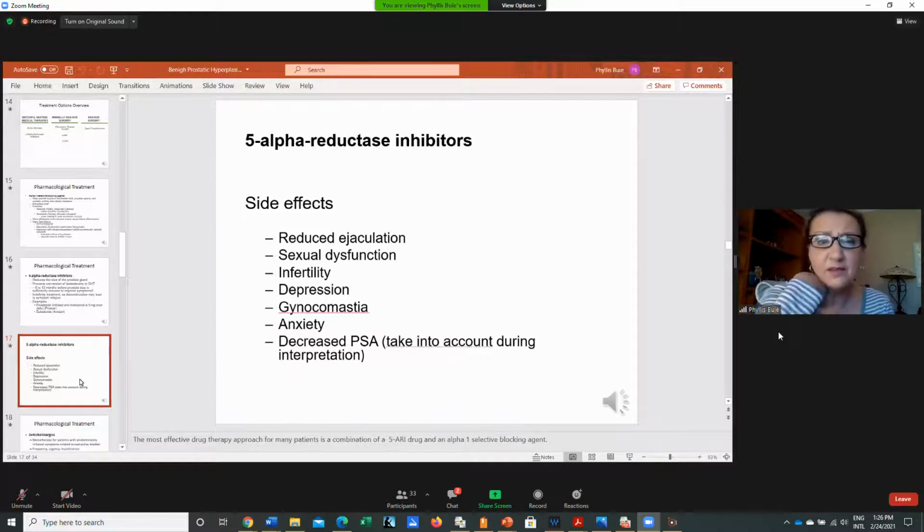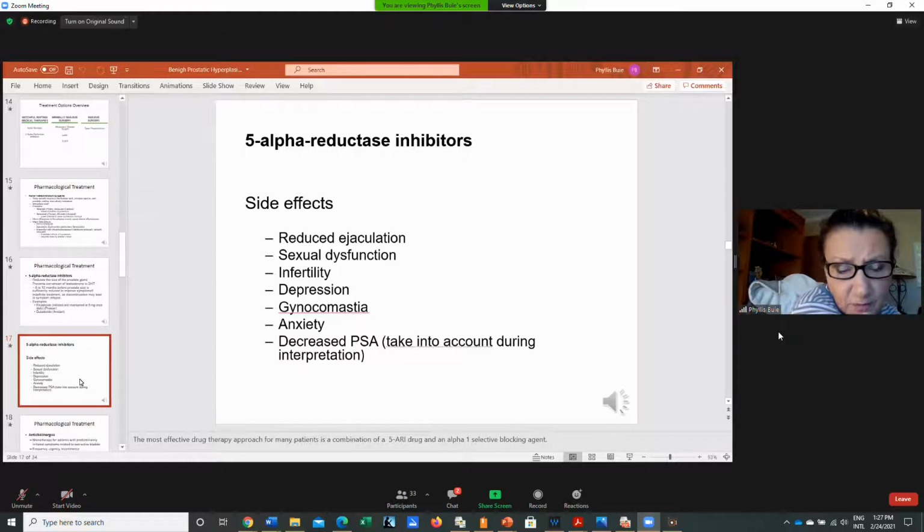Okay, and with the 5-alpha reductase inhibitors, we can have reduced ejaculation. They can have sexual dysfunction, infertility. So this may be a problem if the guy maybe is in his 40s or maybe even his 50s, and he has the prostate problem. He's taking the Avodart, and then let's say that he decides he wants to have more children, then that may be a problem. And it may or may not be reversed by them stopping the medication.